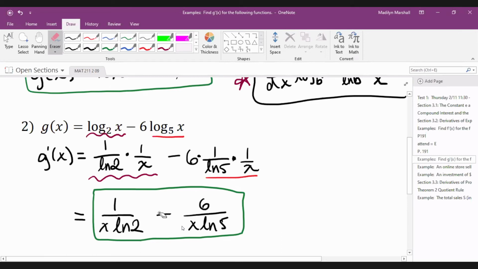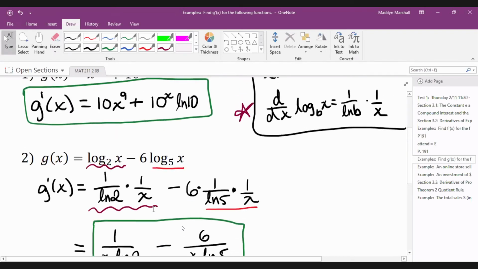Most of the work for these problems is a matter of finding the right rule and just sticking our numbers into the rule. So in this case, we had log base 2, so 2 was our b in the log rule. And then we had log base 5, so 5 was our b in the log rule.